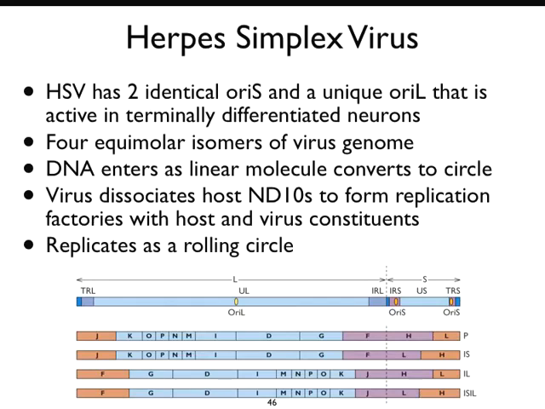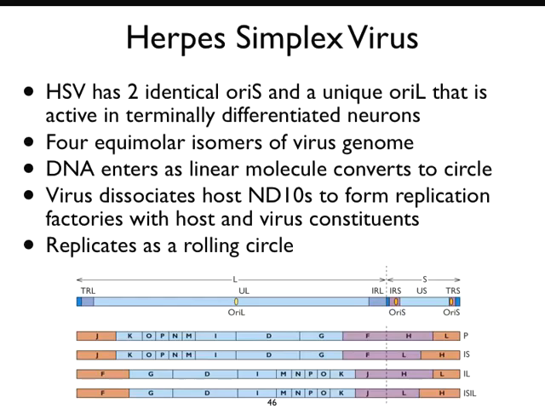Now, life is not always that simple. Sometimes it's even more complicated. And viruses of the herpes virus family, or most of them, have multiple origins of DNA replication. And herpes simplex virus has two identical origins that are located in a portion of the virus genome known as the S sequence for short. So there's a short and a long sequence.